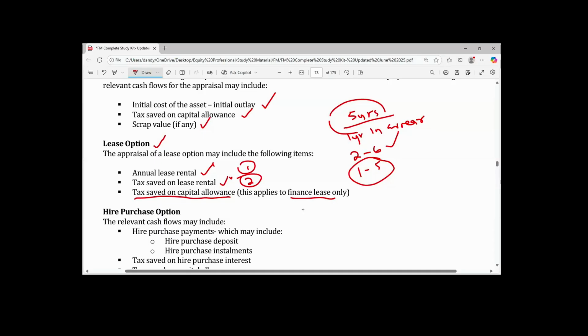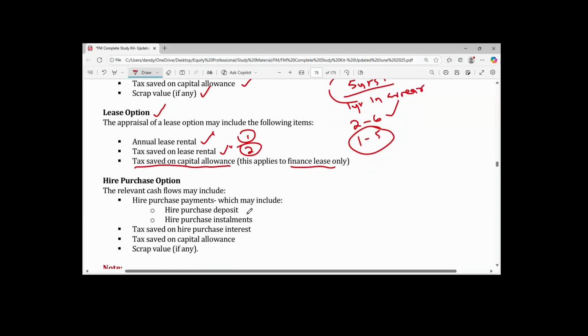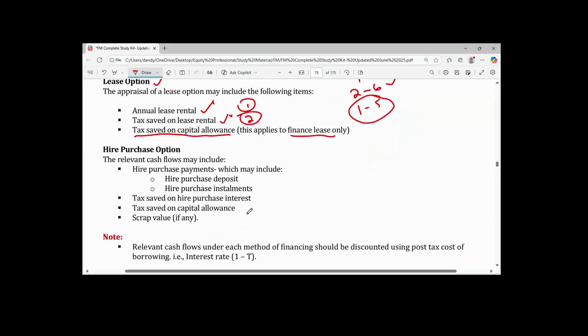But if it's a finance lease, then you are going to consider the three of them: annual lease rental, tax saved on the lease rental, and then tax saved on capital allowance. So those are the things you need to consider under lease option. The last one is hire purchase option. Under hire purchase option, there are 5 items you must consider, or you can break it down into 4.